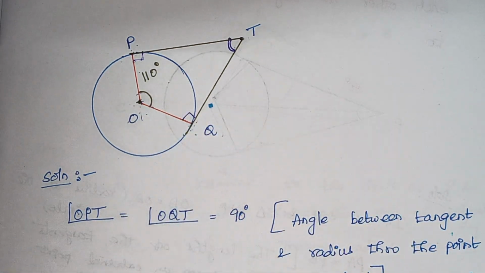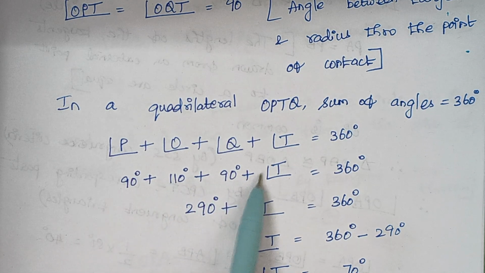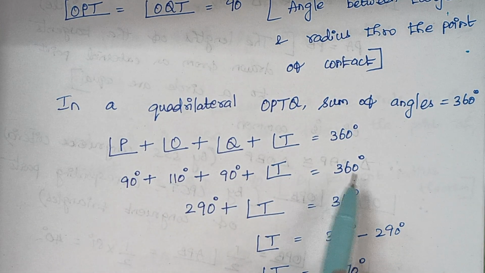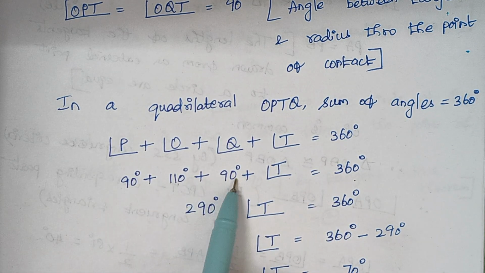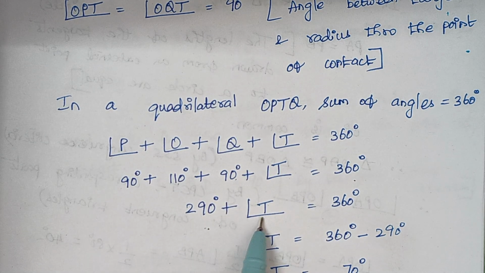So just substitute the values here. Once you substitute it, it is equal to 360. When you add these three angles, it is equal to 290 degrees. We have to find the value of angle T.